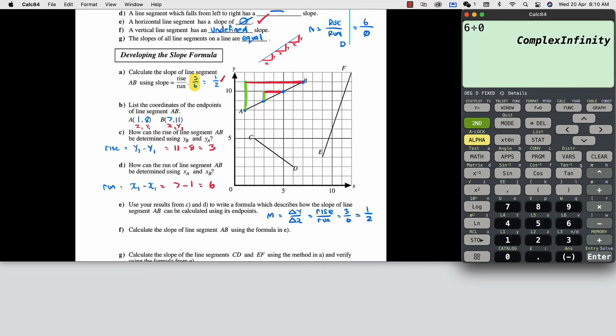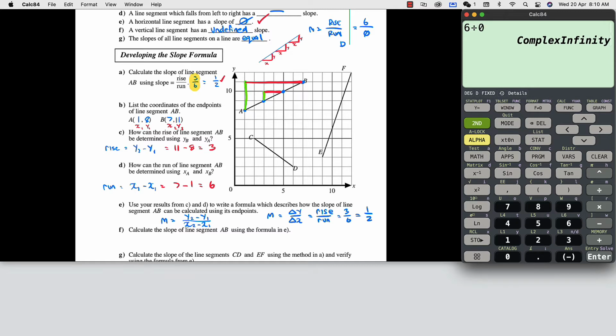Okay, and part F says calculate the slope of line segment AB using the formula in E. Oh, I guess that's what I just did right there. What does part E say? Use the results from C and D to write a formula. Oh, okay, well I sort of did both of them there. The formula really would be like this. Slope equals y2 minus y1 over x2 minus x1.